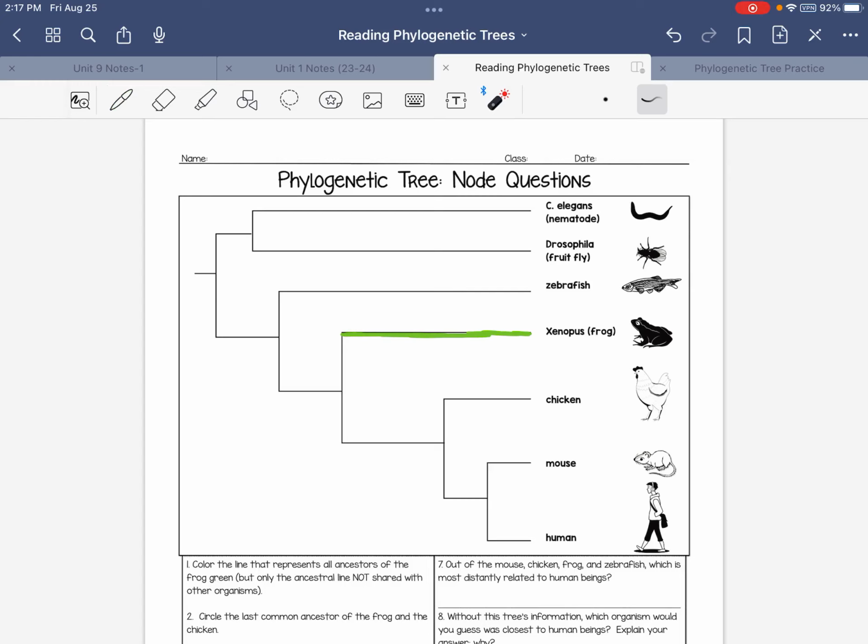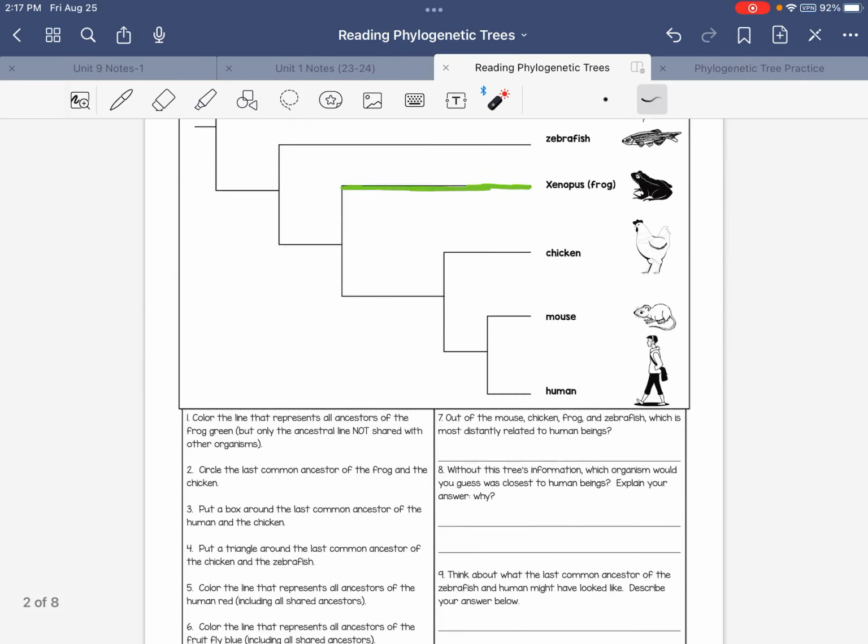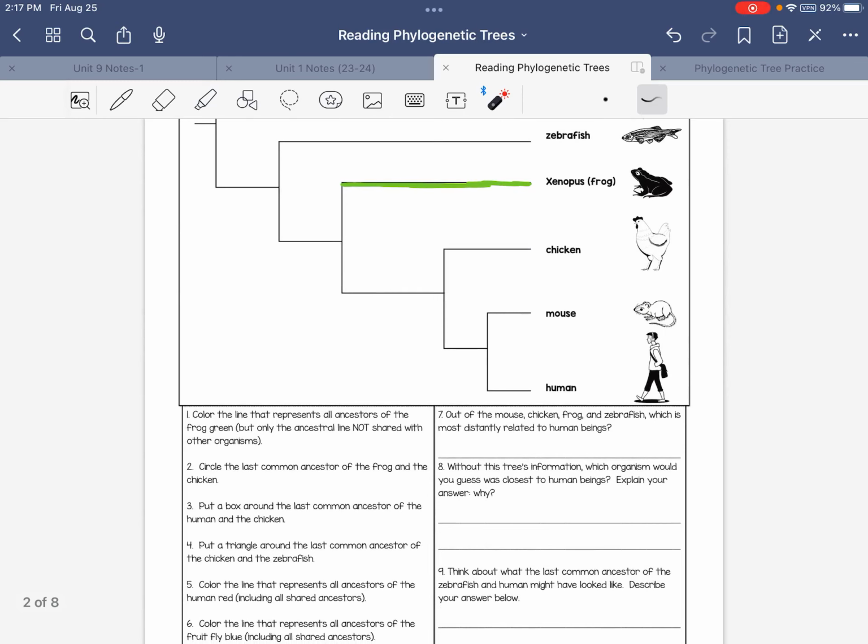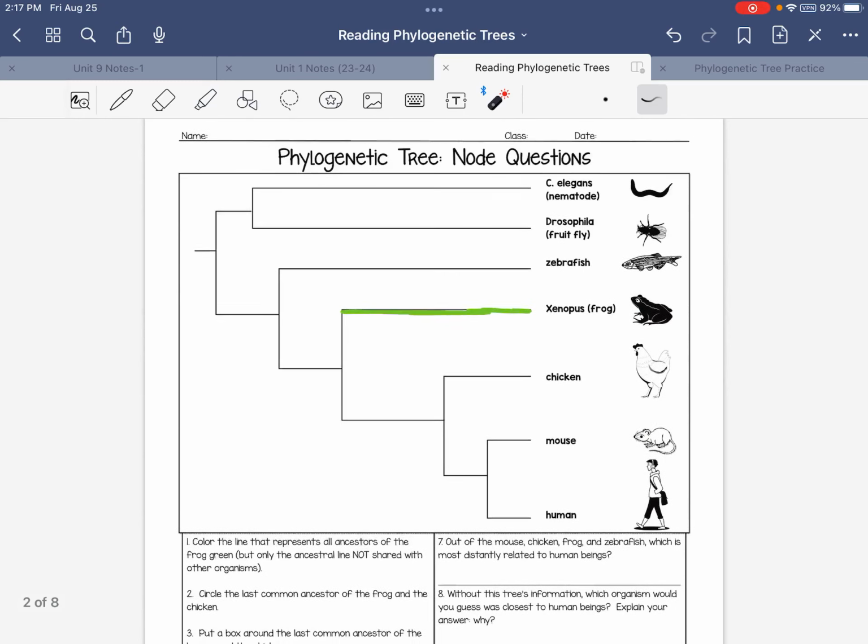If it didn't include this last line here that says, but only the ancestral line not shared with other organisms, then we could go all the way back like this. But since these guys back here also are the ancestors to chicken, mouse, and human, we're not including those for number 1.